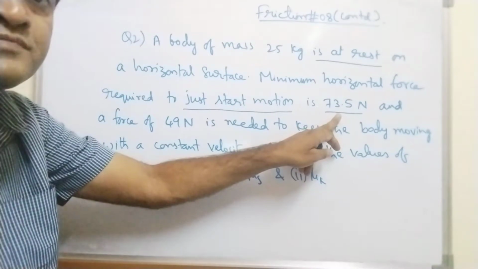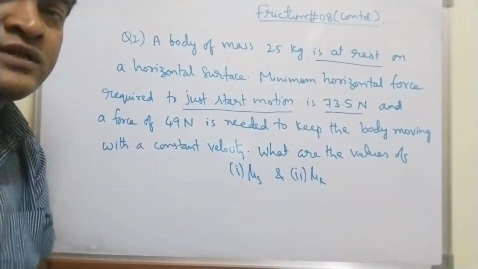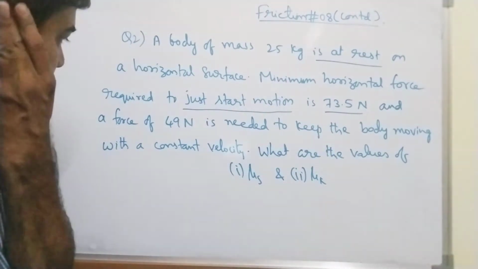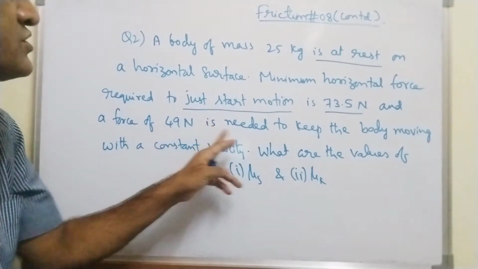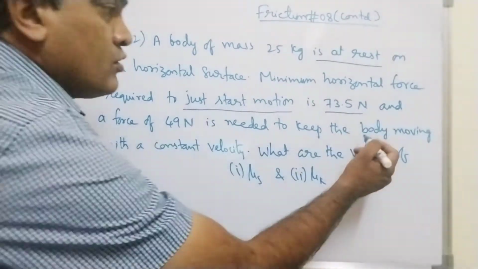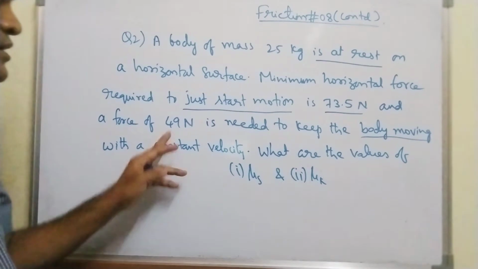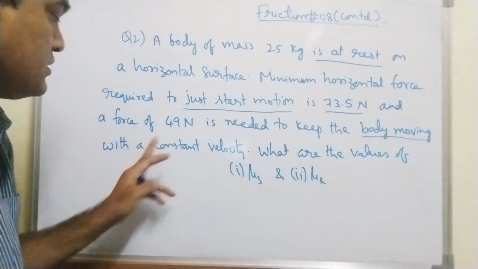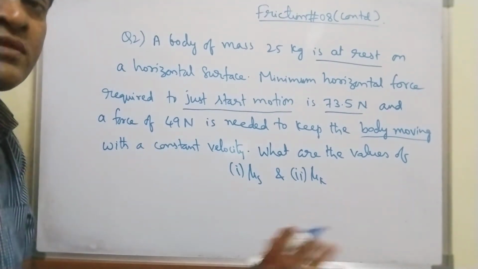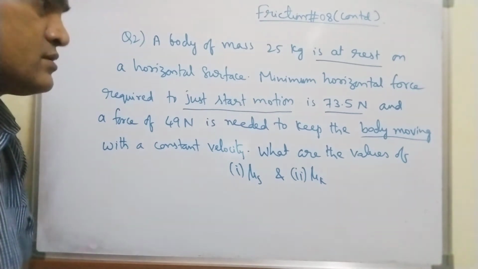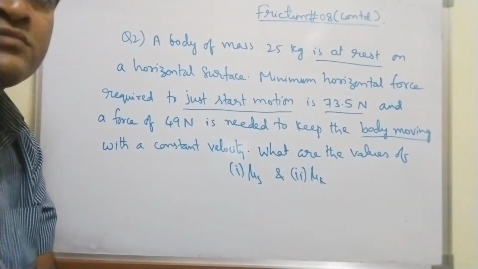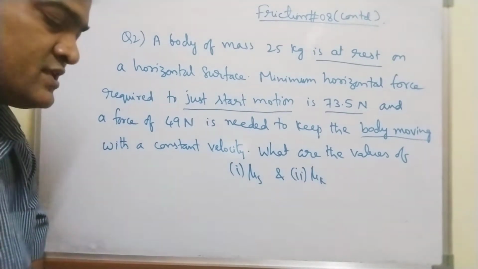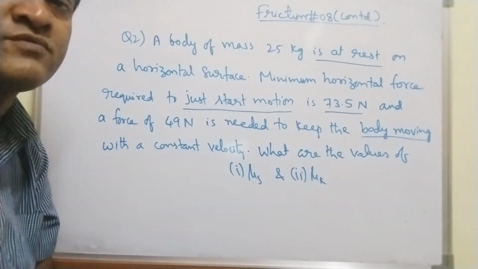And a force of 49 Newton is needed to keep the body moving with a constant velocity. After this force, the body started moving. That is the reason he said keep the body moving. The body is in motion now with a force of 49 Newton with constant velocity. What are the values of μs and μk? The question itself is lengthy, but it's very simple if you understand it.